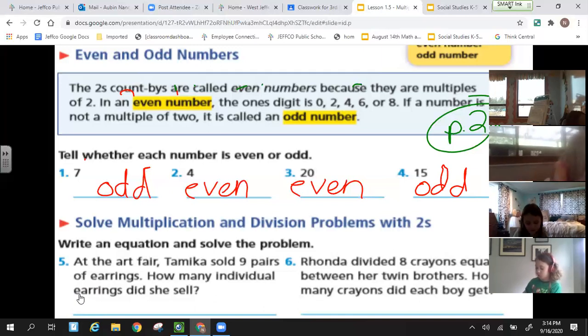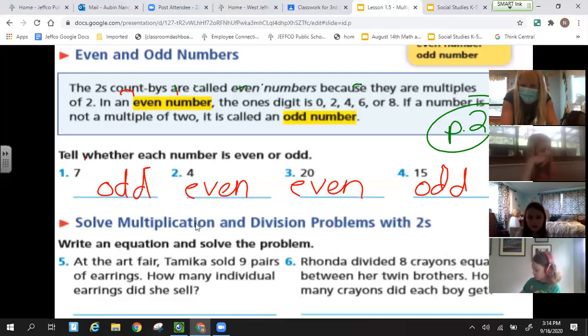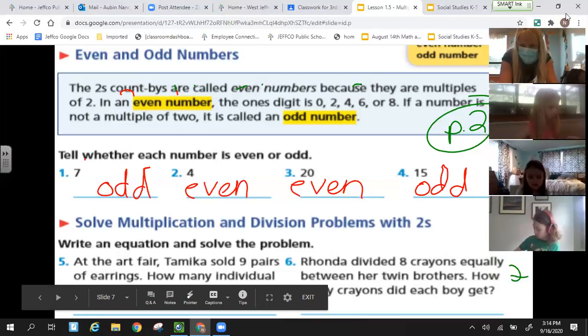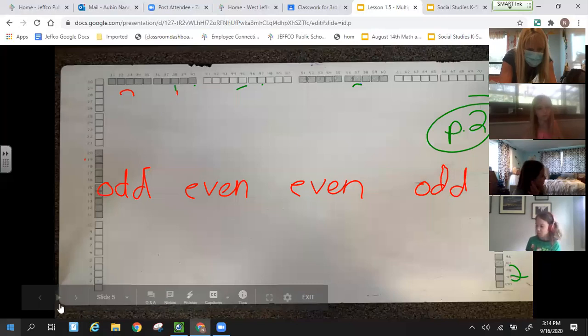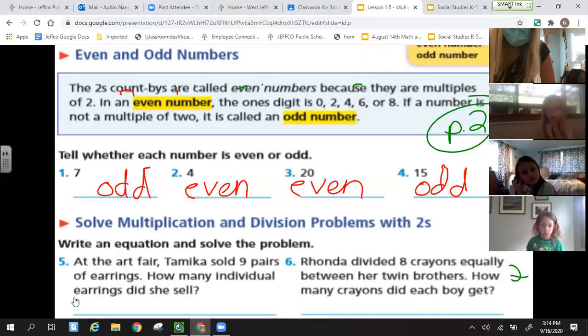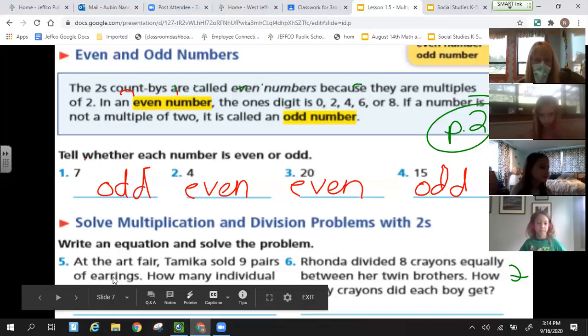All right, we're going to do a couple problems quickly and then have a song for you and you'll be good to go. We will not do Think Central today, online kids. We'll do it tomorrow, not today. So don't do that when you're done. You don't have to. All right, at the art fair, Tamika sold 9 pairs of earrings.